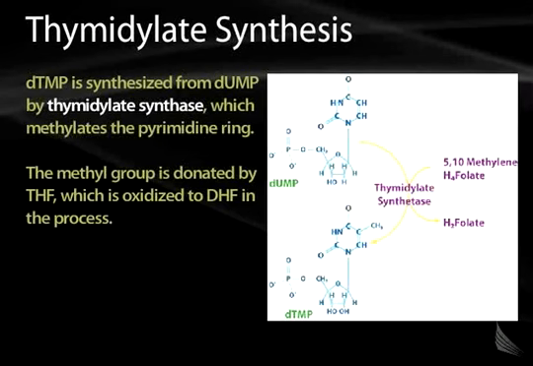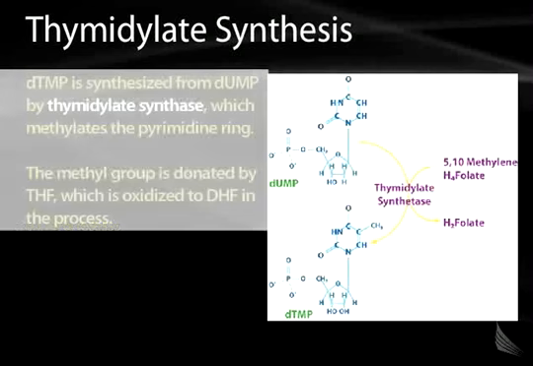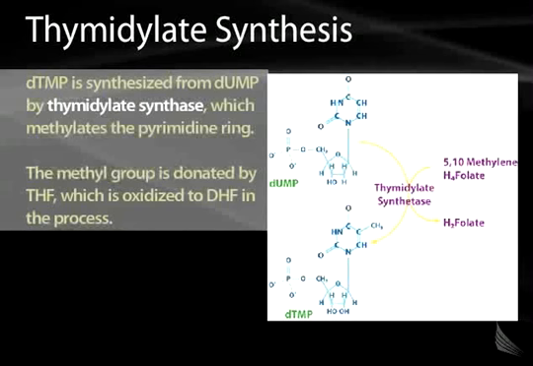Now, everything we've talked about so far has included the bases that are seen in RNA. What we haven't talked about is thymidylate synthesis. Now, thymidylate is synthesized from dUMP. Remember that thymidine is only seen in the DNA form. You don't see thymidine in RNA. And so thymidine is actually synthesized from a deoxynucleotide, deoxyUMP. And the enzyme responsible for this is thymidylate synthase, and this methylates the pyrimidine ring to form dTMP.